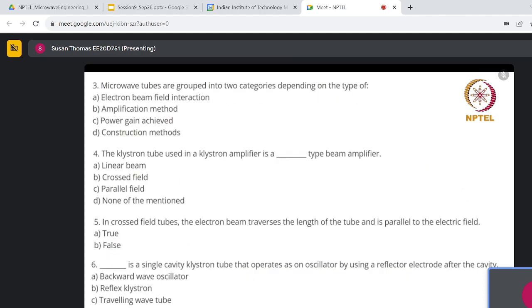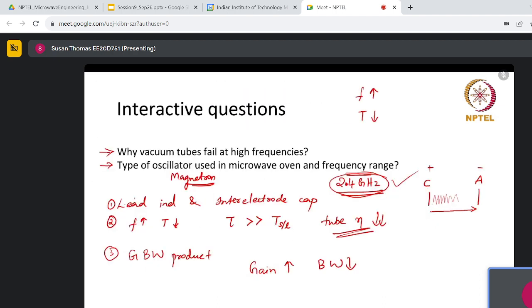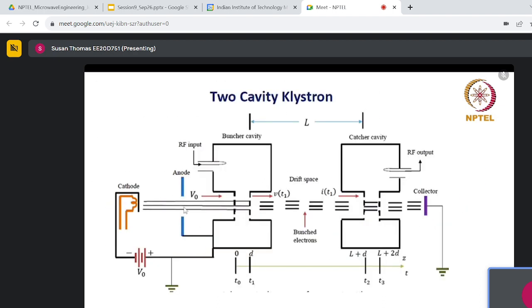Now let's move to some of the questions. Before moving on, I hope you have an understanding of the two-cavity klystron. This will be the very first discussion. A few questions will be based on the two-cavity klystron. As you know, the structure of the amplifier.